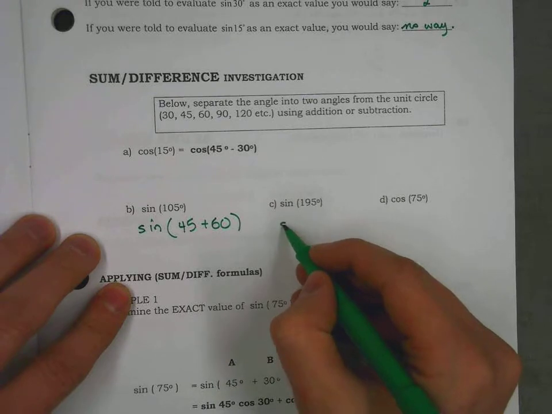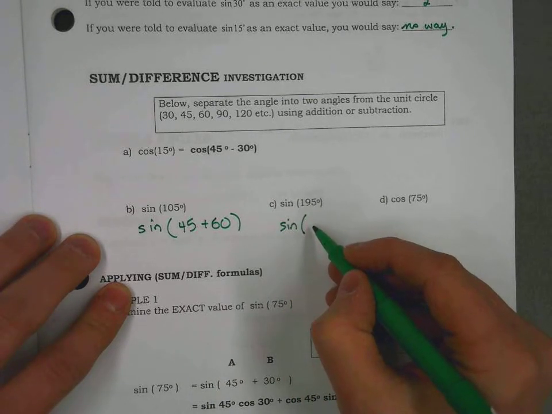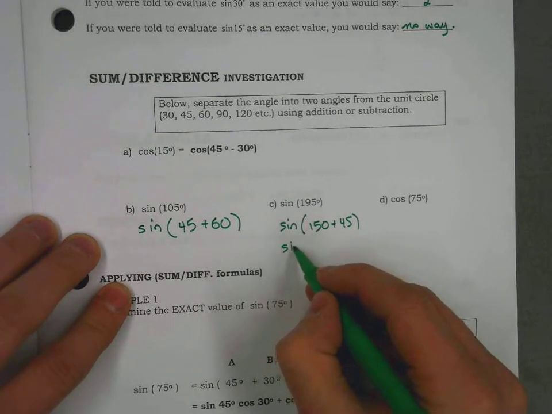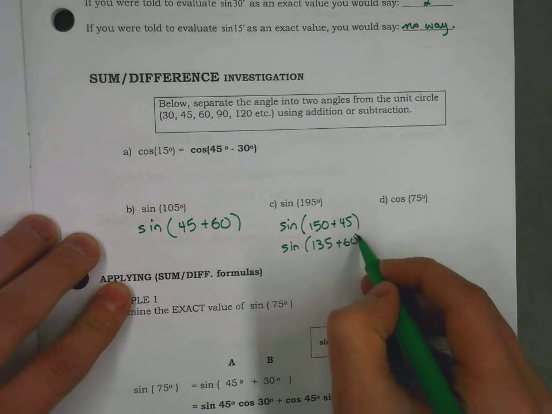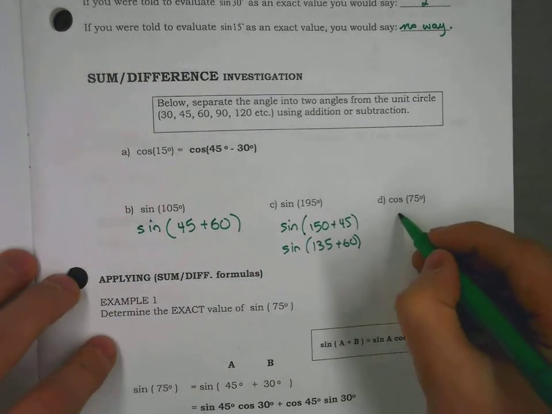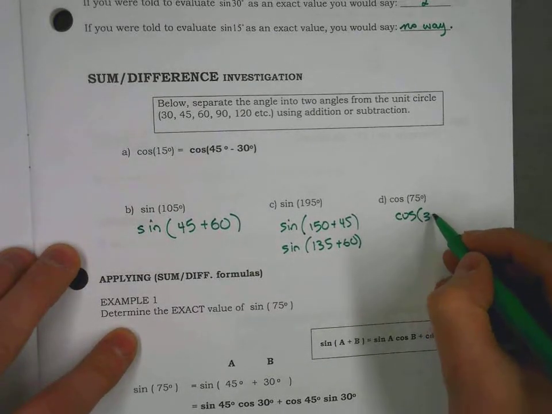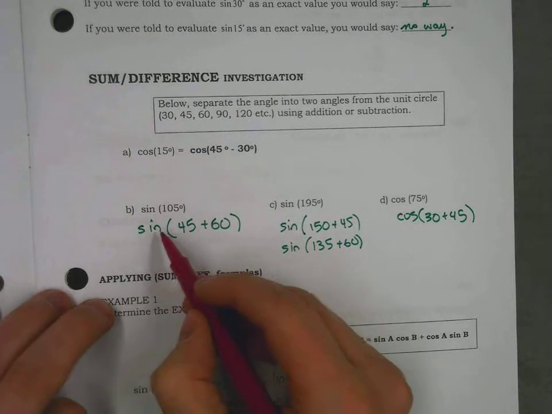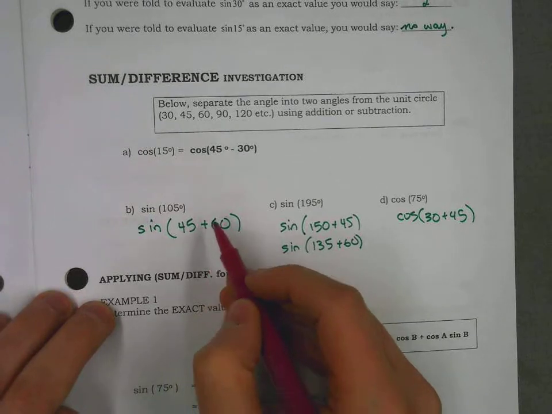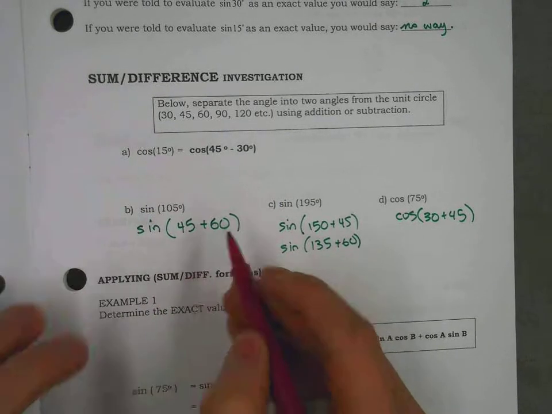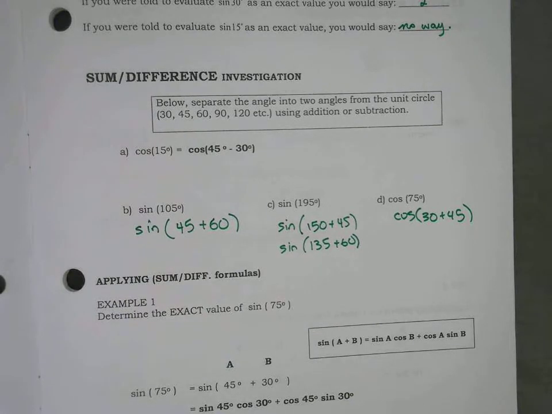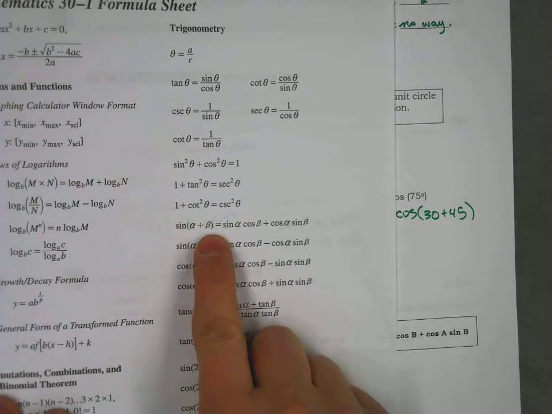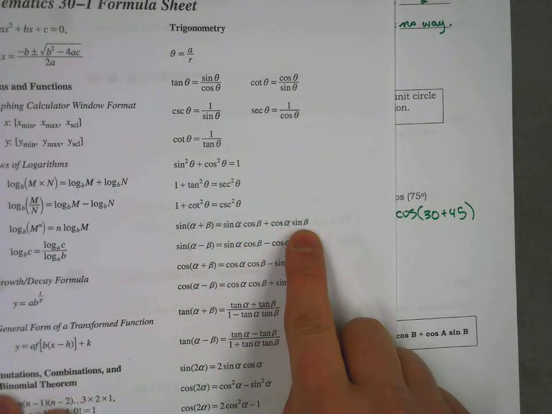Sine of 195. I could create 195 a couple ways. I could say 150 and a 45. I could say 135 and 60. There's a few ways to create 195. For 75, we could say 30 plus a 45. Now, it's important to know that I'm not saying that it's a sine multiplied by the angle. That's not what trig is. It's not sine times 45 plus sine of 60. It's not a product. There are formulas on our formula sheet that say, if you're adding two angles together for sine, you could rewrite this formula out and it will all work out quite nicely.